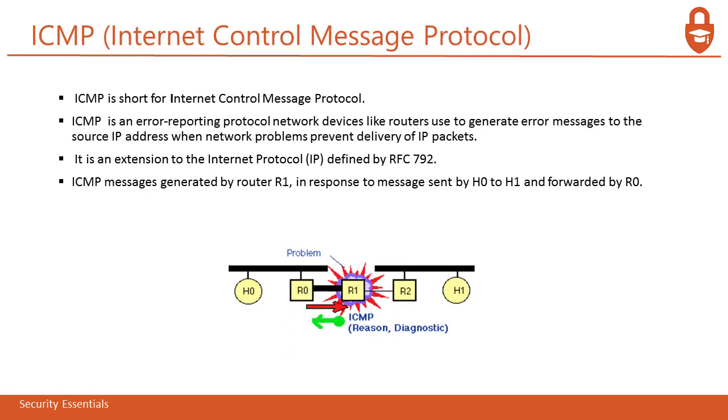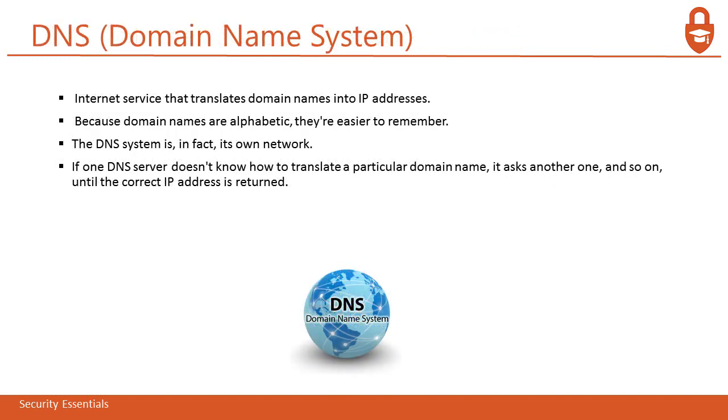So next is ICMP, Internet Control Message Protocol. ICMP is an error reporting protocol used by network devices like routers to generate error messages to the source IP address when network problems prevent delivery of IP packets. It is an extension to the Internet Protocol defined by RFC 792. ICMP messages generated by a router R1 in response to message sent by H0 to H1, forwarded by R0.